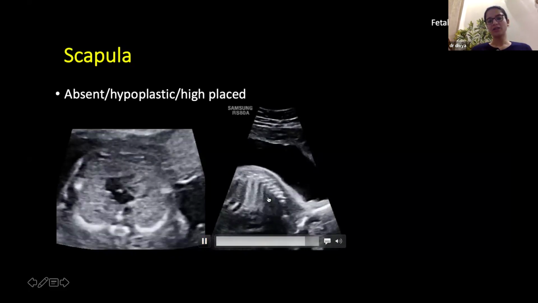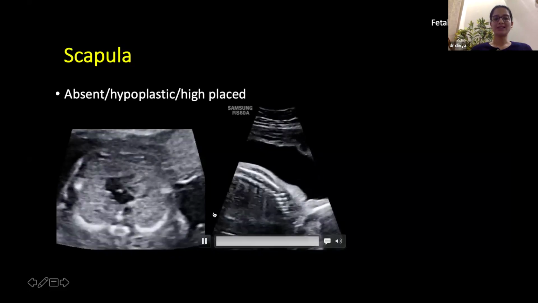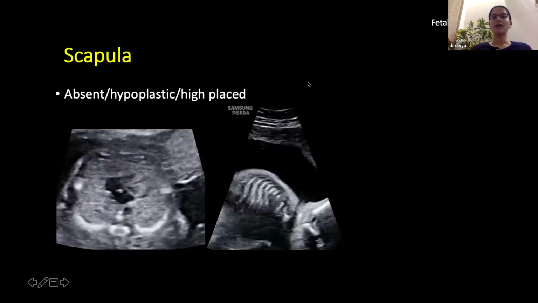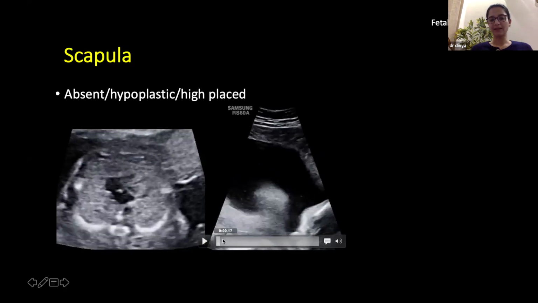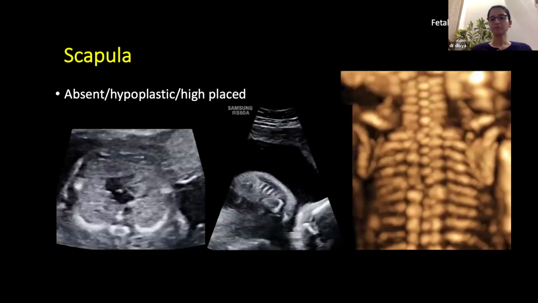And you can appreciate this triangular bone, which is nothing but the normal scapula, which can even be measured so that you can assess whether it is hypoplastic or not. Again, certain dysplasias like campomelic dysplasia have an absent or hypoplastic scapula. Sometimes this scapula can be placed high up from its normal position, when it is termed Sprengel shoulder.